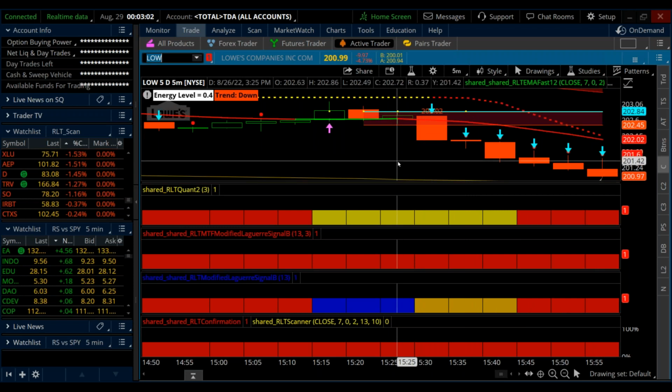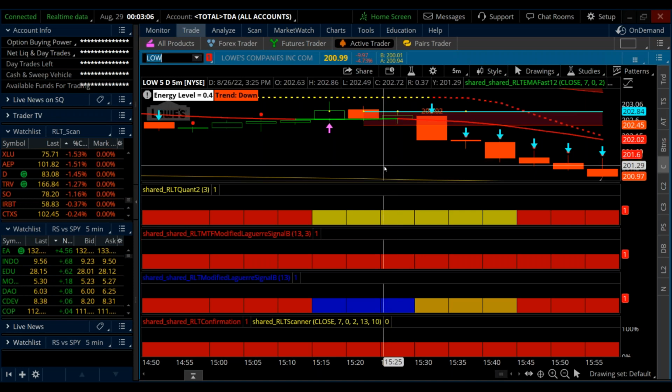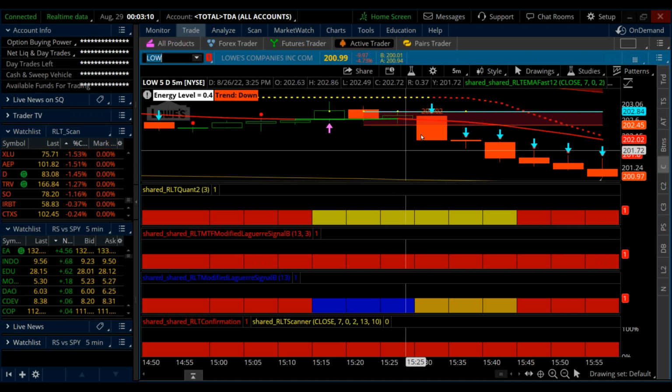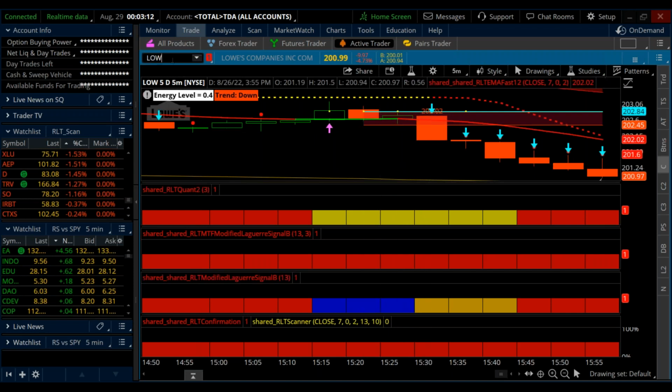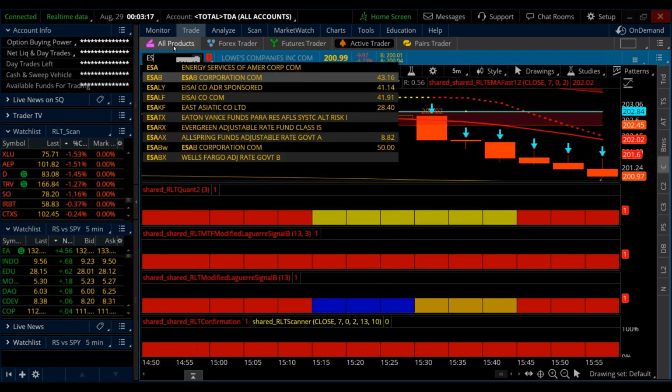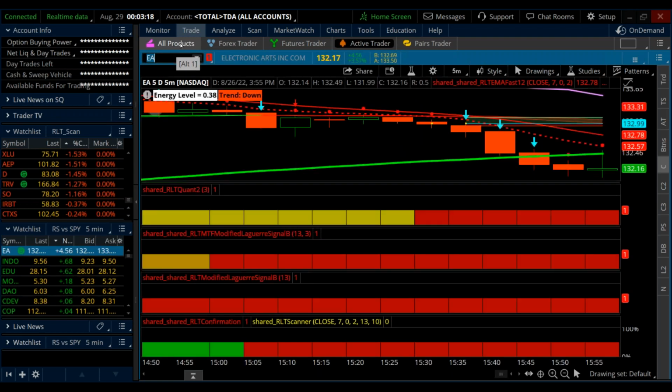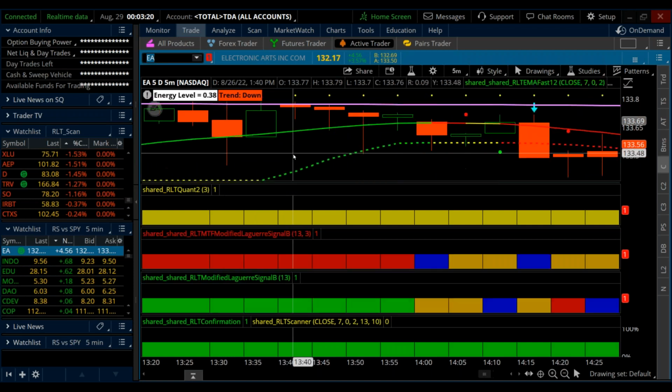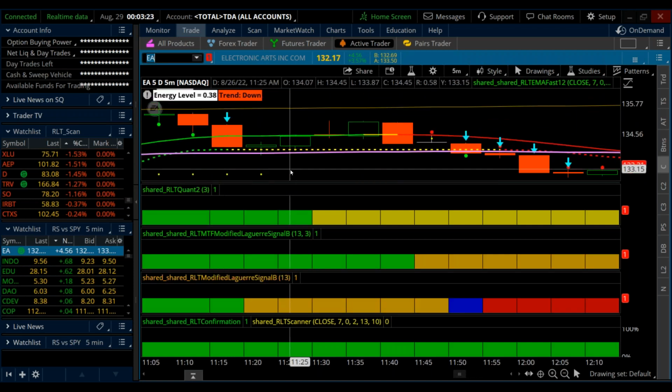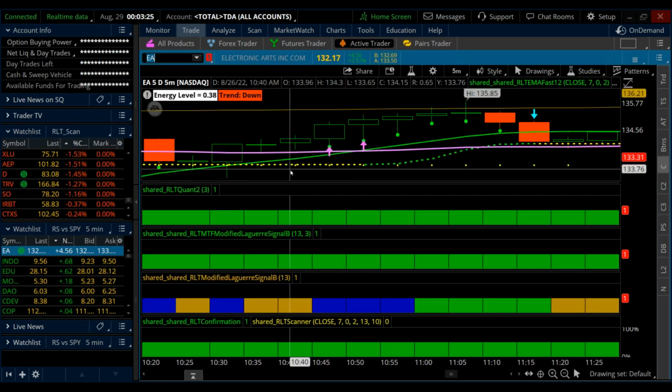It was nice, and I used puts that expired next week, I think. So it generated a pretty nice return, about 30% on that little run right there. So that was Lowe's, and here's one we actually took long on Friday morning, even though the market was extremely weak. And I generally don't use longs when the market is weak like that.